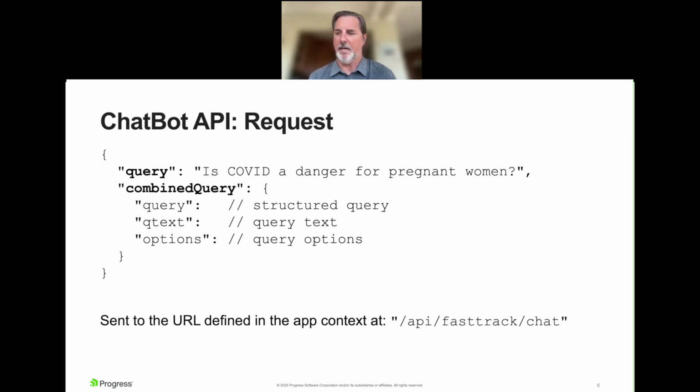So the chatbot's going to send a JSON object to the backend. It's going to have the user's question as a query string here. It optionally can also pass a MarkLogic combined query in the payload. And that's going to allow your UI to send faceted constraints and other search information along with the user query to constrain what RAG documents, what chunks you get back from the backend to send over to the LLM. So that's an option you have with the Fast Track chatbot. And by default, these requests are going to go to the API Fast Track chat endpoint, but again, you can configure that to go elsewhere if you want.